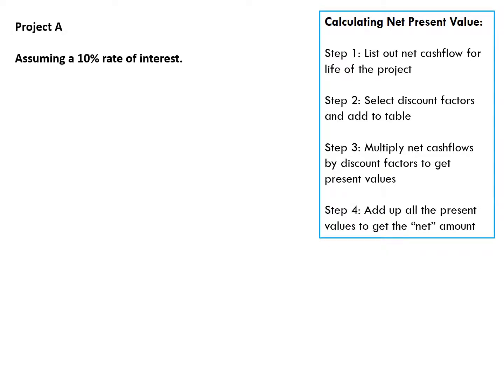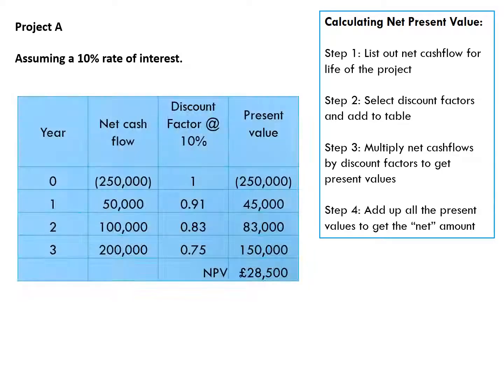So let's look at Project A first of all, and we're going to assume that a 10% rate of interest is the return we could get on our money. So here is our table. Again, we've got years, a 3-year life of the project. In year 0, we have net cash flow of minus £250,000. That's the cost. And then you can see the returns coming in, 50,000, 100,000, 200,000.